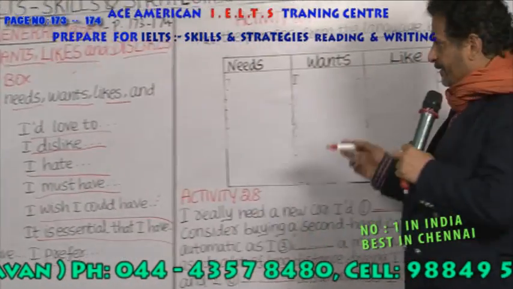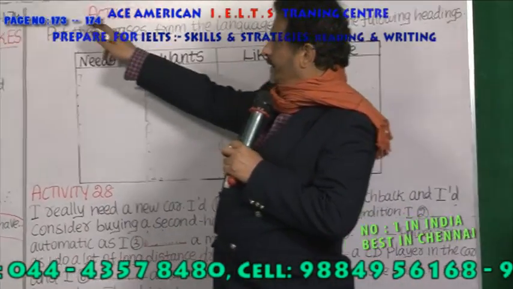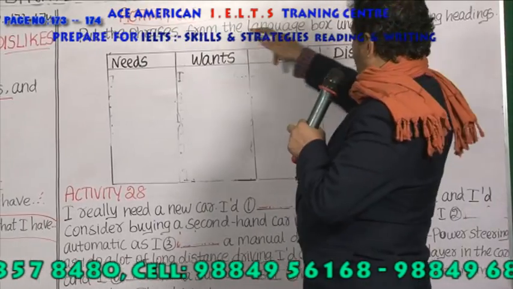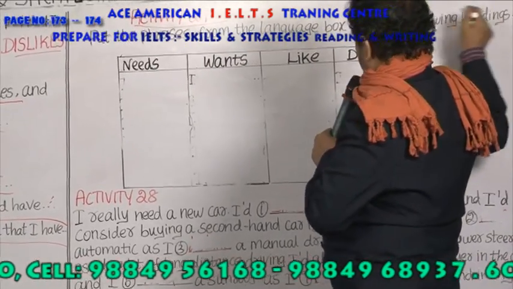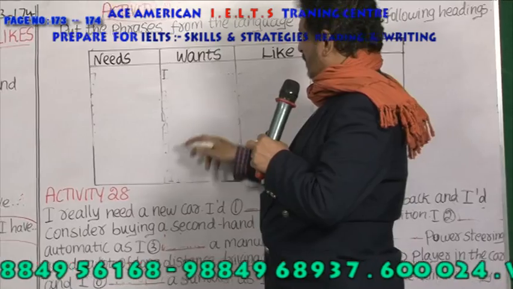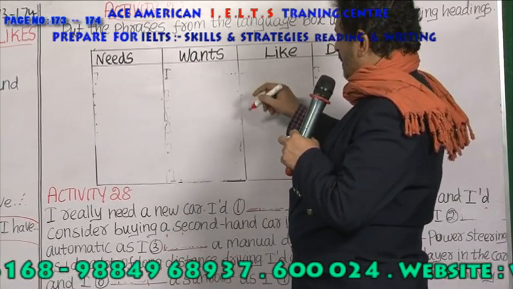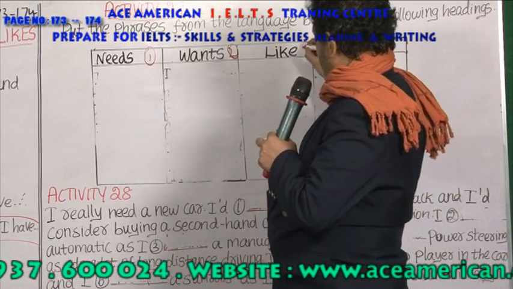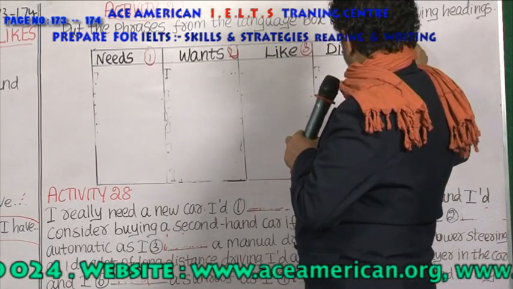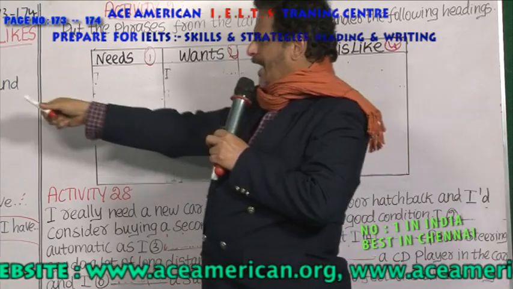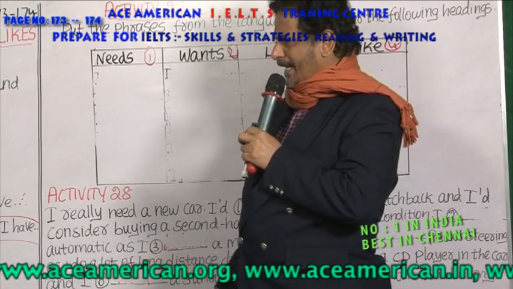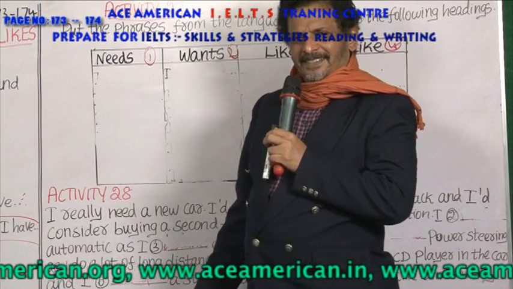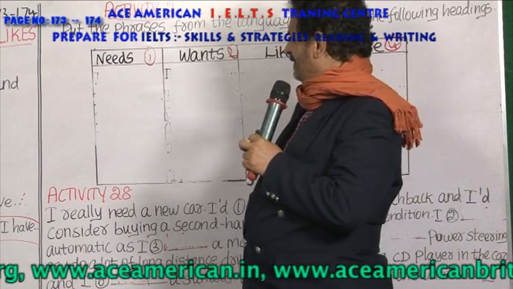So, my dear friends, now coming here, Activity 27. It is an exercise. Put the phrases from the language box under the following headings. Four headings are there, sir. One is needs, the second is wants, third is likes, fourth is dislikes. I would like. Where do you put I would like? Wants.